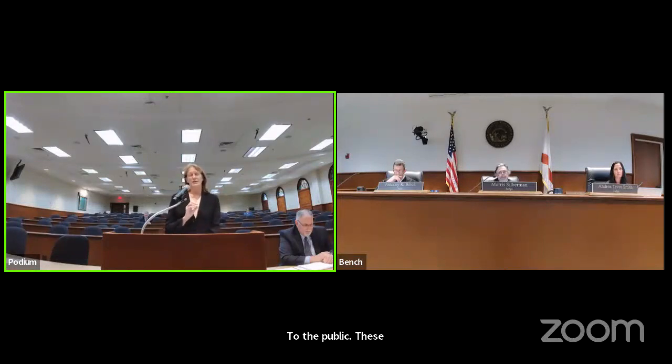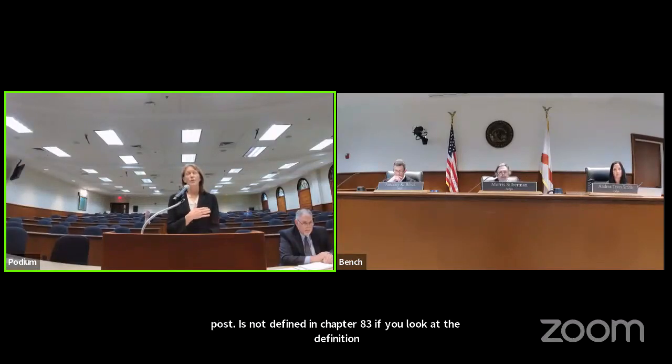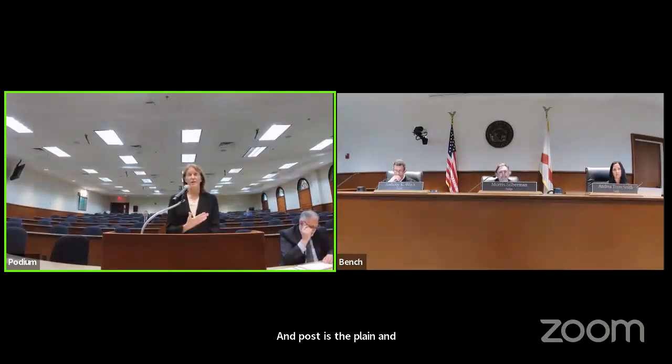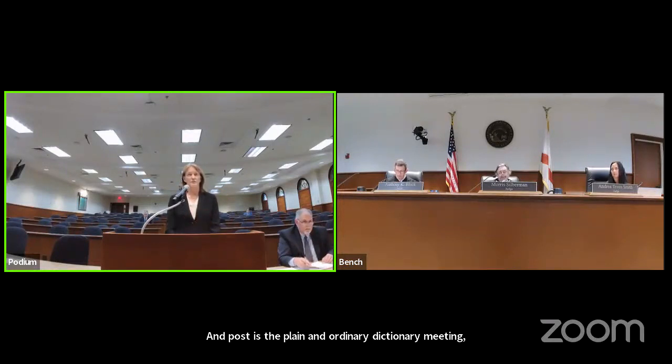Well, actually, the term post is not defined in chapter 83, which suggests that 559 is the more specific statute. Which would suggest that the court would use the plain and ordinary meaning of post. And post, in the plain and ordinary dictionary meaning, is that it is displayed outward. Although the statute itself talks about leaving a copy or delivering a copy, the primary statute doesn't talk about posting. It's just a later section of the statute that references posting, correct?